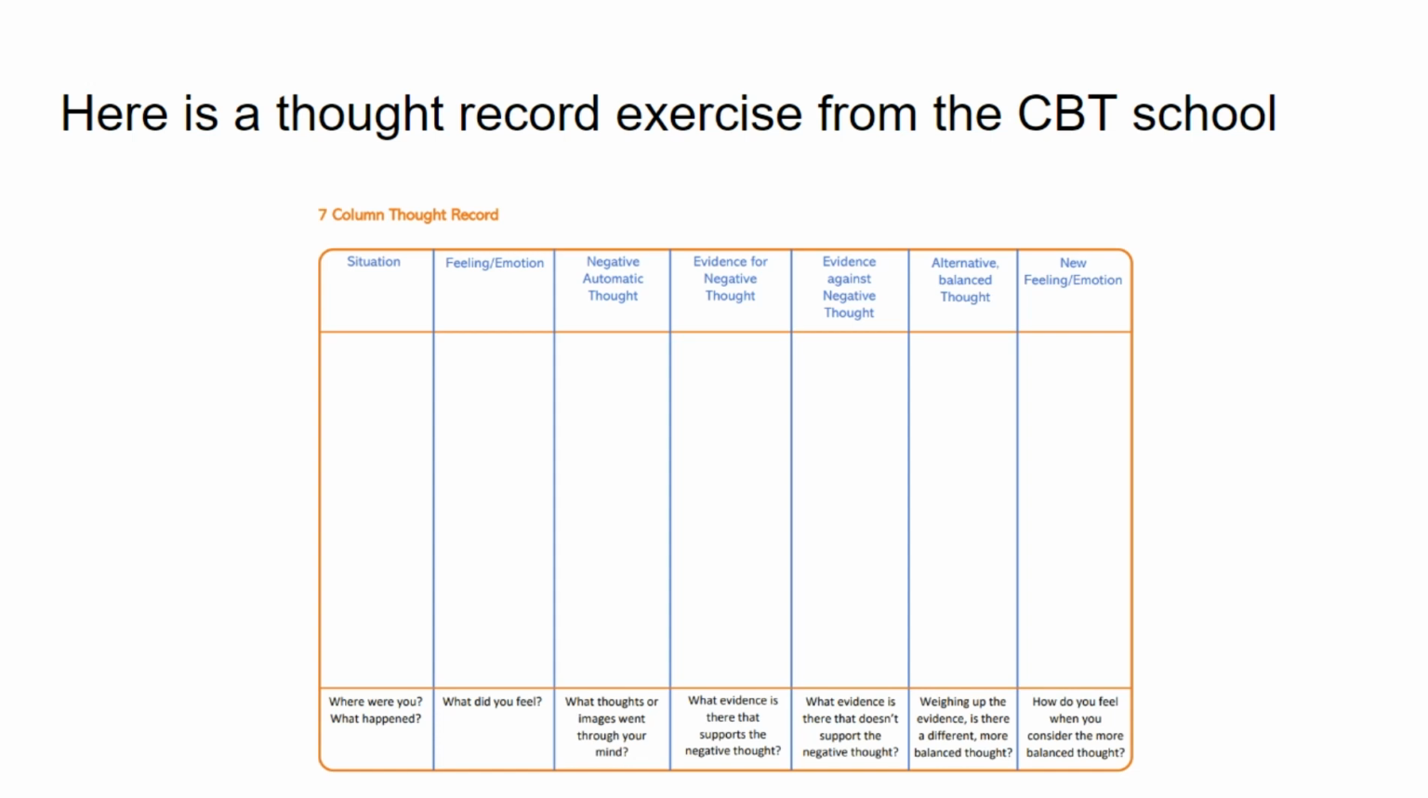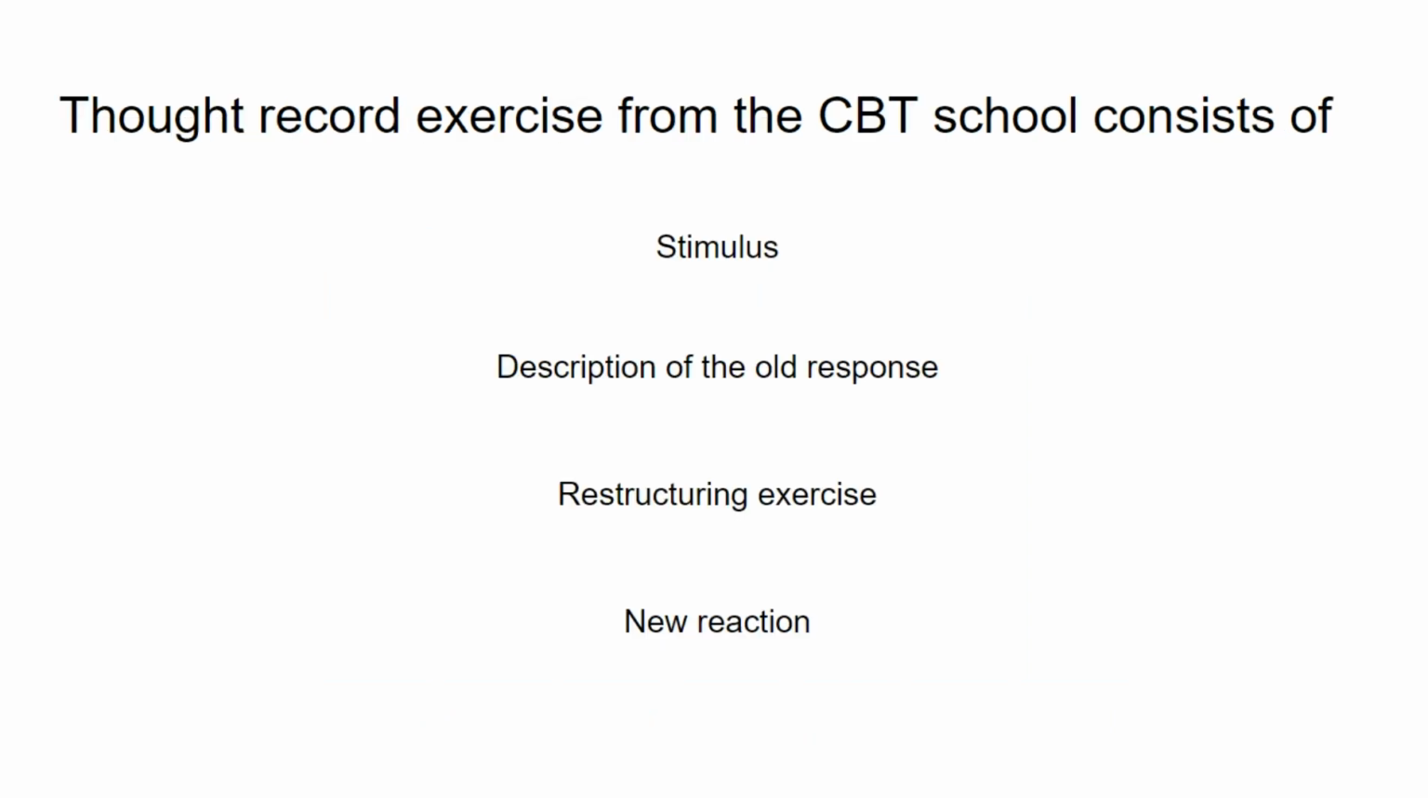So that's the exercise, the 7 columns thought record. There are several different names for this exercise, and usually 7 columns is part of the name. This classic exercise consists of stimuli, description of the old response on the emotional level and thought level, then the restructuring exercise, that's evidence for, evidence against, and the balanced thought, and formulation of the new reaction, which is this new balanced thought and the new emotion. So that's the new reaction that is formulated for the situation.